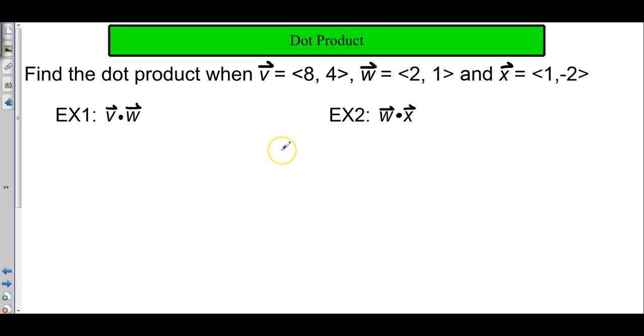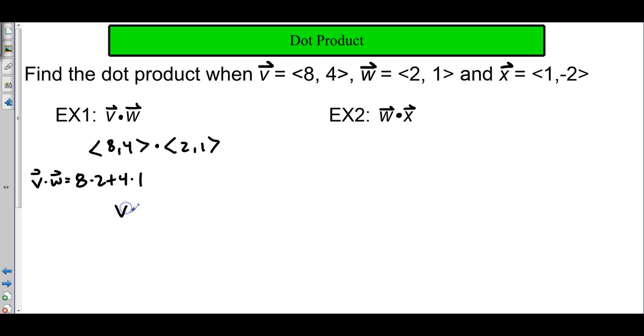So let's go check this out, do a couple dot products just as examples. First thing, we've got these three vectors, v, w, and x, with their individual components. We want to calculate v dot w. So v dot w is going to be, v looks like 8, 4, dot w is 2, 1. And so we take our x components, multiply them together. Eight times 2 plus 4 times 1. So we get that v dot w is equal to 16 and 4, which is 20.